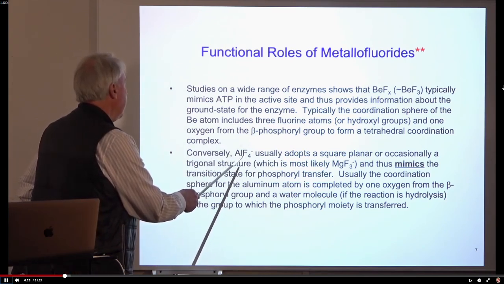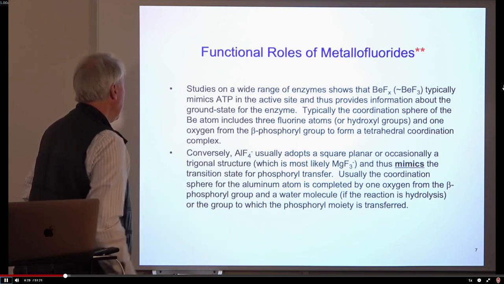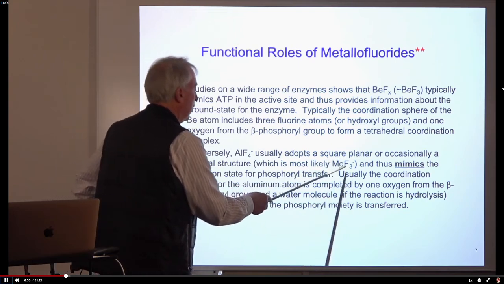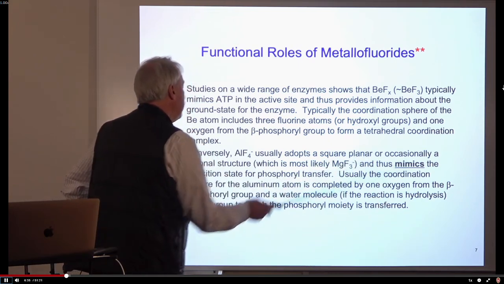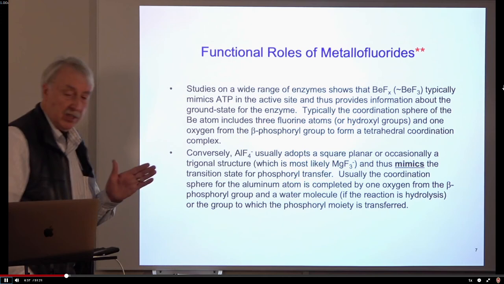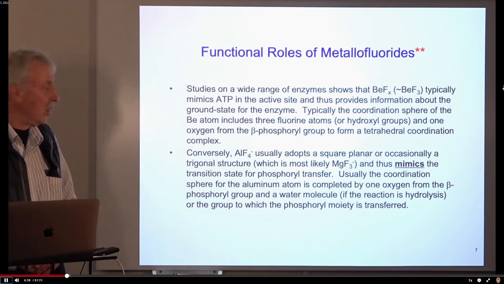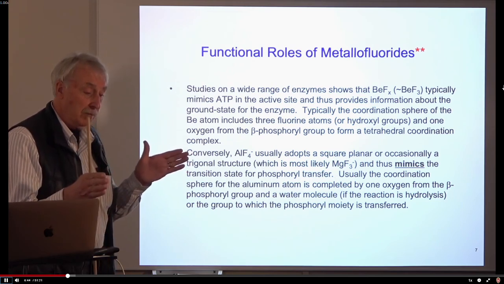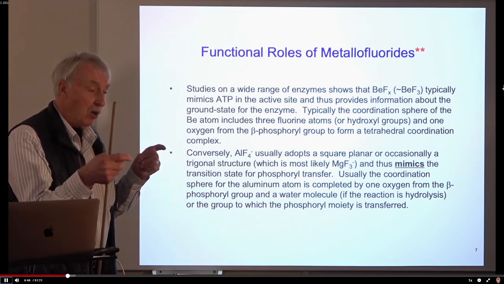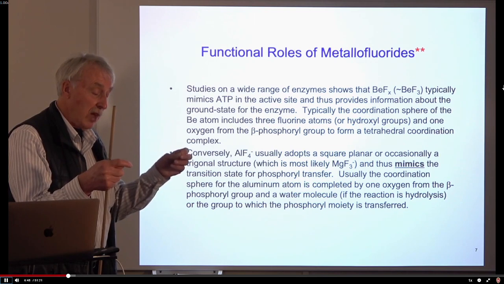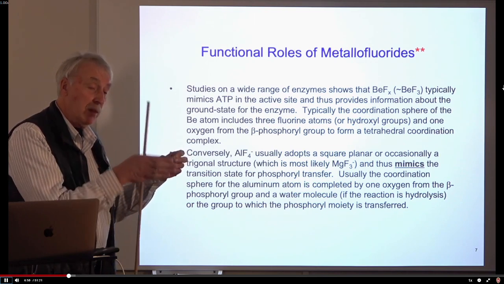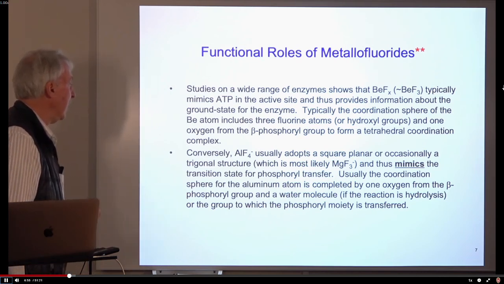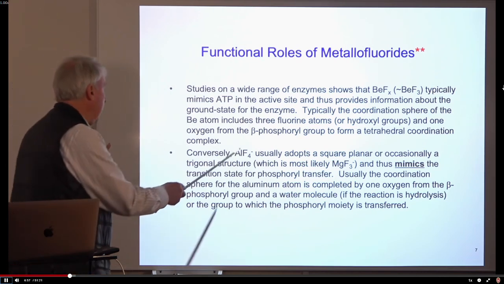Conversely, aluminum fluoride forms a square planar arrangement, and occasionally a trigonal, which is almost certainly magnesium trifluoride, as we now know. And these mimic the transition state for phosphoryl transfer that we'll get to in just a moment. As the phosphorus is being transferred from the beta oxygen to the receiving oxygen or nitrogen, it will go through a planar transition state, and these mimic that transition state.